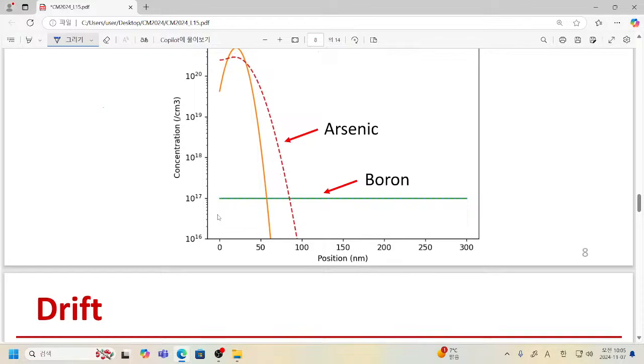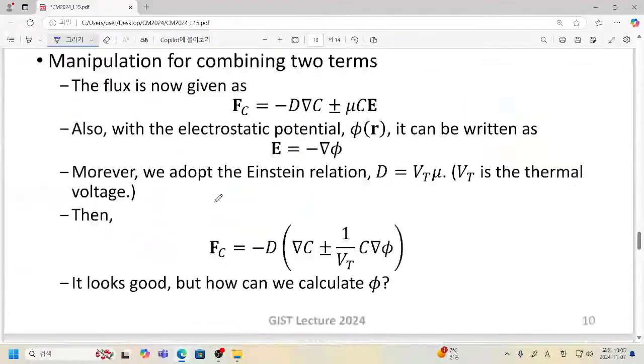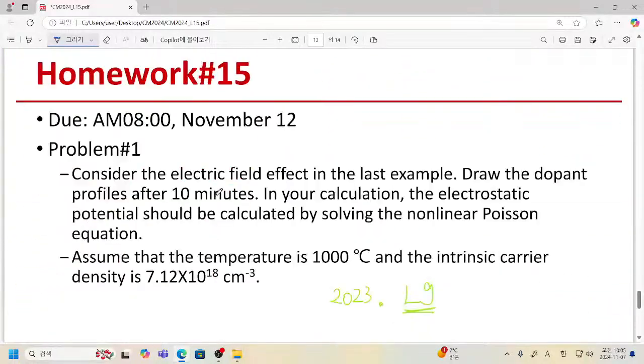So now you have a homework announcement. Simply speaking, please revisit our previous example, the example of arsenic and boron in the same system. The last example means our previous example. And now please consider the electric field effect.